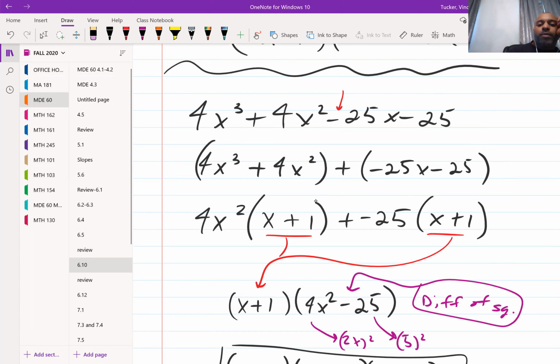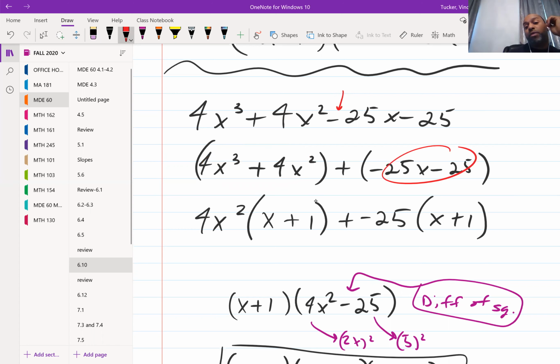So from there, we can factor out the GCF in each parentheses. In this first one, I factored out 4x squared. In the second one, I factored out negative 25.